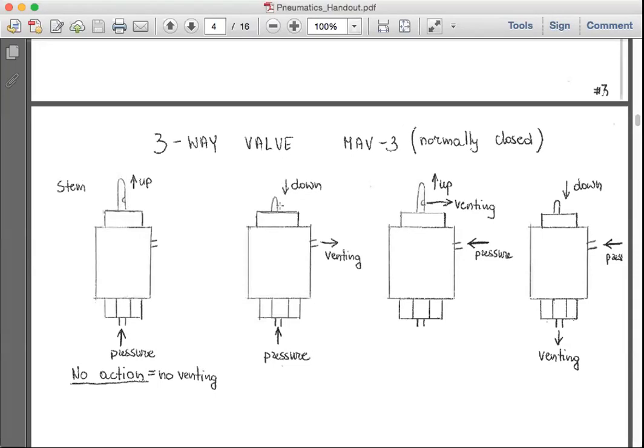Once you activate the stem of the three-way valve, you will allow the pressure to go to the right side as long as the stem is pressed. When you release the stem and the pressure is still at the bottom, then all the pressure that was allowed into the system previously will vent through the hole in the stem.